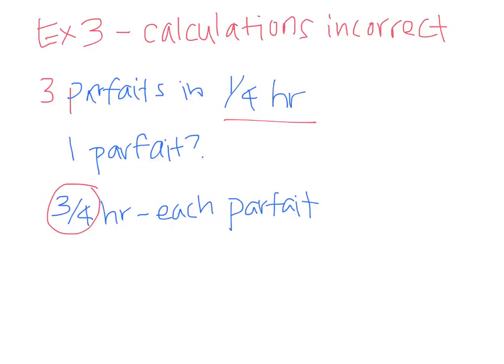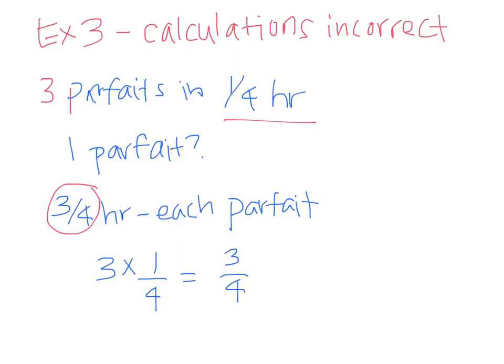So what do you think Luis did to find out the answer? Where did Luis go wrong? Richard? He just times the 3 parfaits into the 1/4 hour. Right. He just did 3 times 1/4 and said, hey, my answer is 3/4 of an hour. Makes sense. Why not? I take the 2 numbers, multiply them together to find out the time it took.